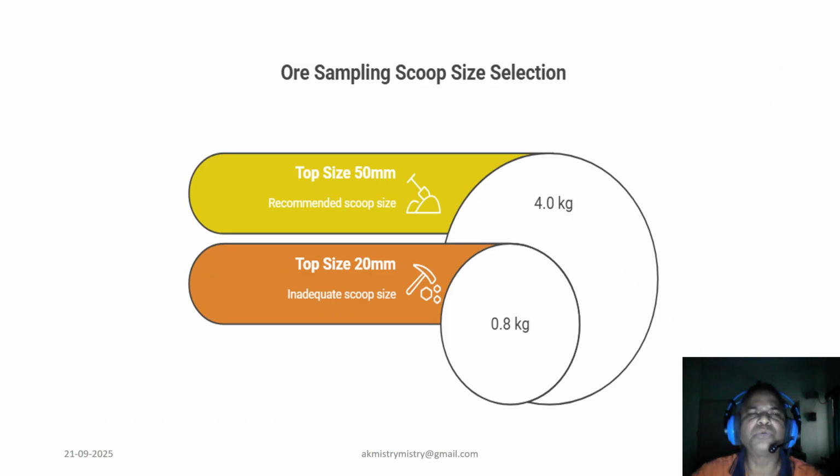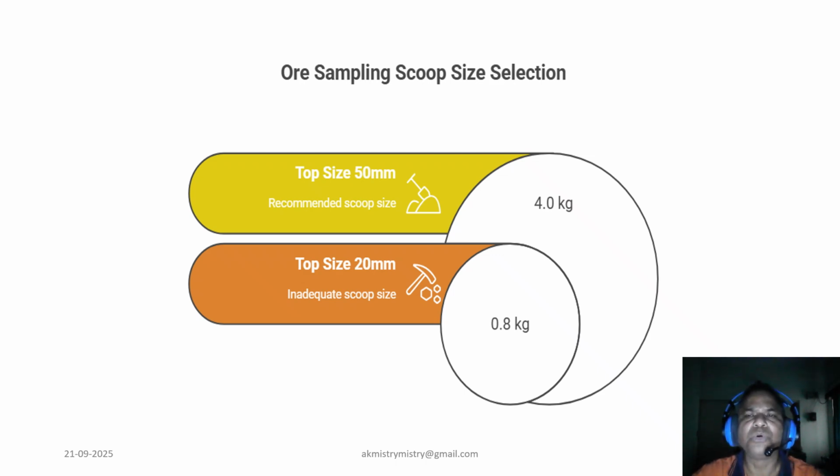Now, coming to scoop size selection, the scoop size matters. For a top particle size of 50 mm, a 4 kg scoop is recommended. But if the top size is just 20 mm, a 0.8 kg scoop is adequate. This visual comparison highlights how particle size directly influences the physical tool we use for sampling.